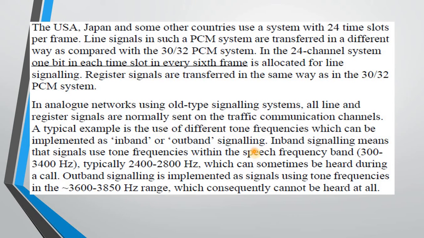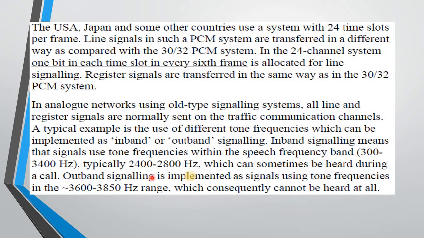So how they differ is that in certain systems, the messages are exchanged in terms of the frequencies which belong to the speech frequency. The speech frequency, we already know, lies in the range of 300 to 3400 hertz. So whichever signaling message passes using a frequency within the speech range of 300 to 3400 hertz is called in-band signaling.